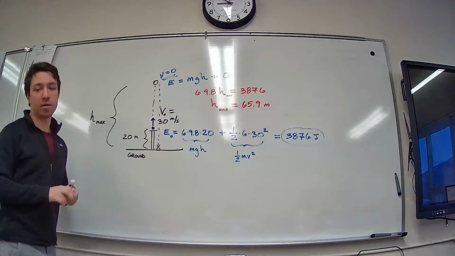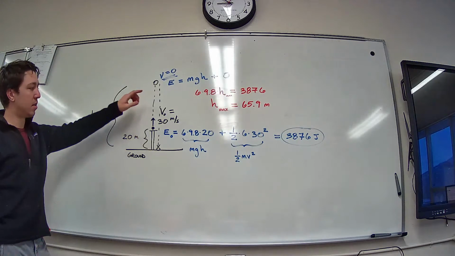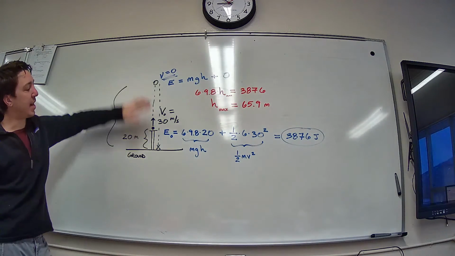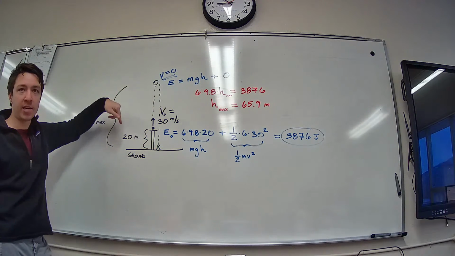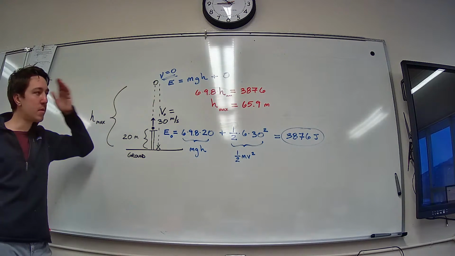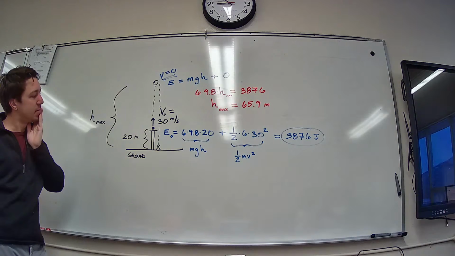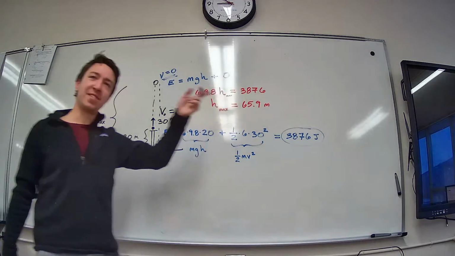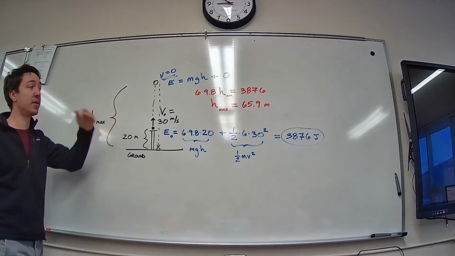All right, so what you would have found if you had been like, oh, I'm just going to ignore the 20, calculate this max height as if he came off the ground, and then add 20 onto it, that's exactly what you would have got. In fact, I think the question we just did earlier was 45.9, wasn't it? 20 meters.